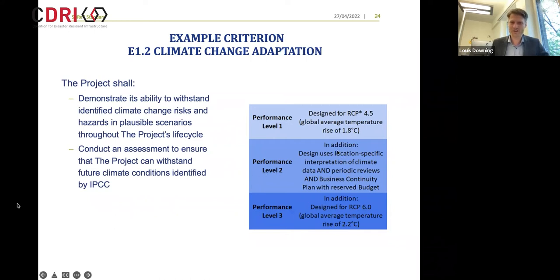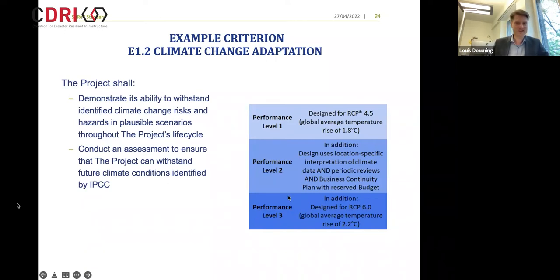Performance level 2 is, in addition to that, the design of the infrastructure is using location-specific interpretation of climate data and periodic reviews, and also has a business continuity plan with a reserve budget for that plan. But ultimately, it's still designed for RCP 4.5. And then performance level 3 is designed in addition to RCP 6.0, so an average rise of 2.2 degrees Celsius.